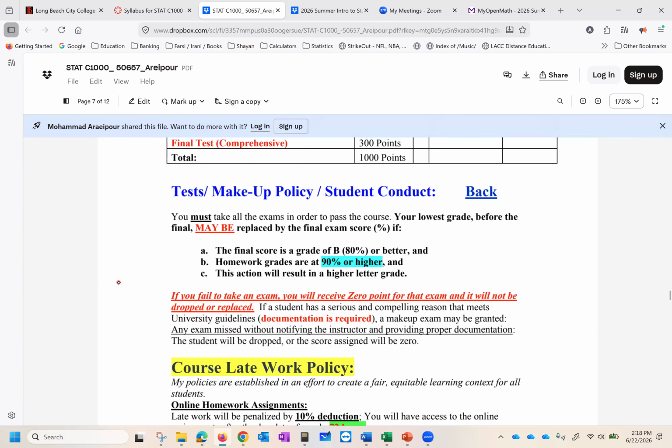If you fail to take any of the exams, you will receive 0 for that one and it will not be replaced. Okay? Only the exams that you take, if the criteria are met, can be replaced.